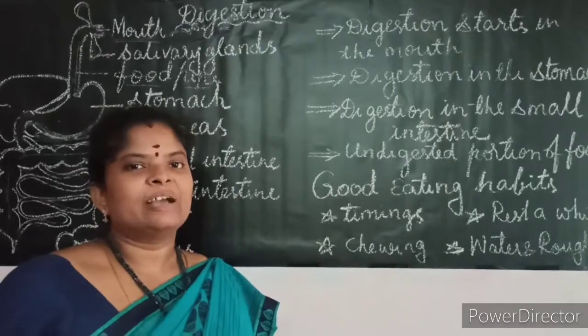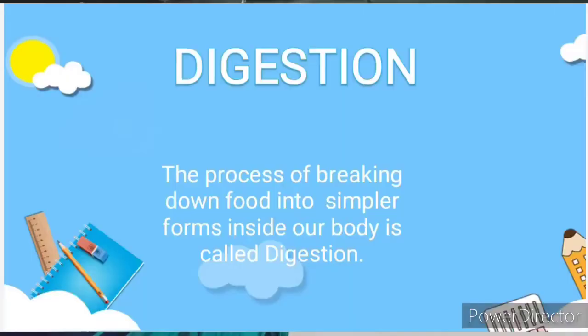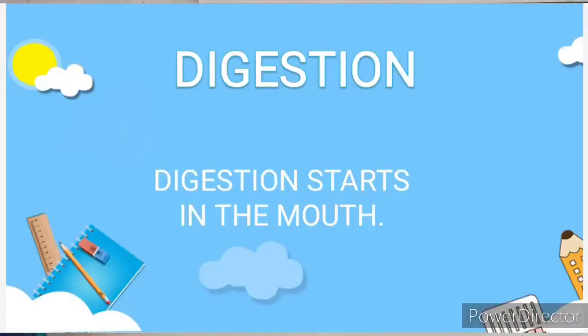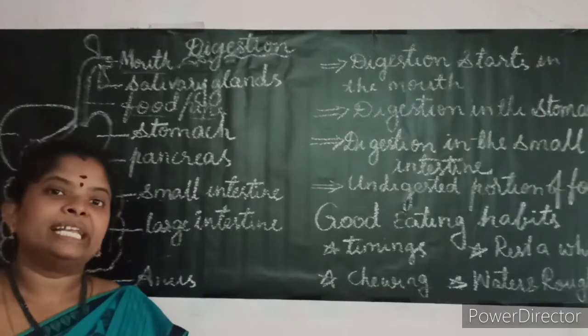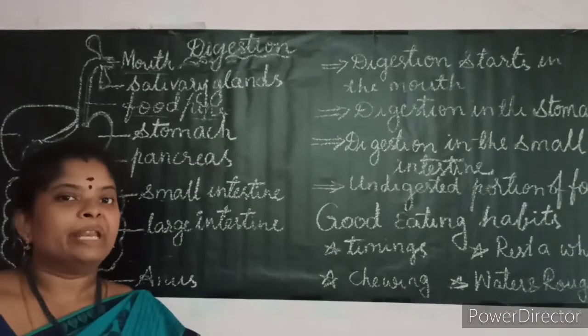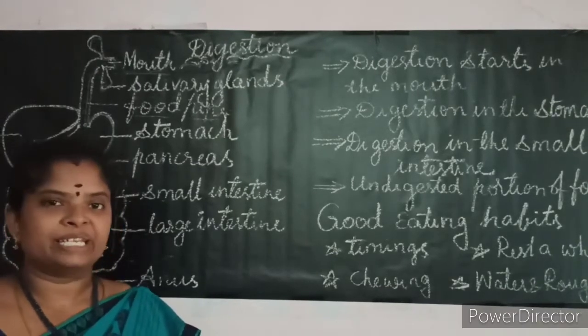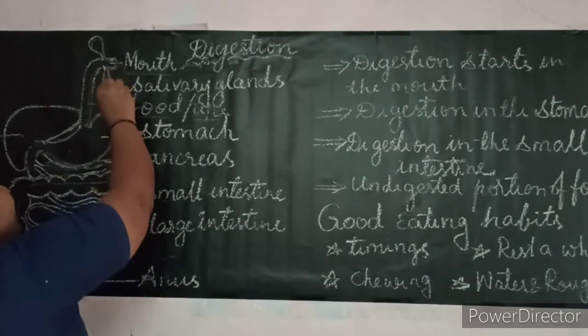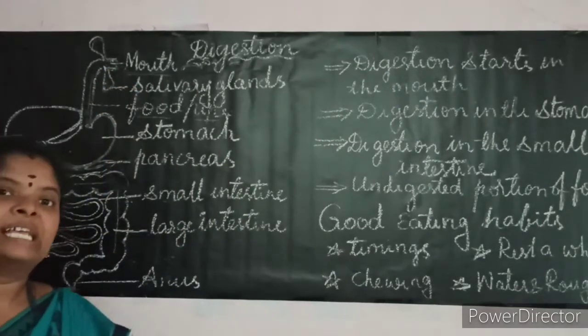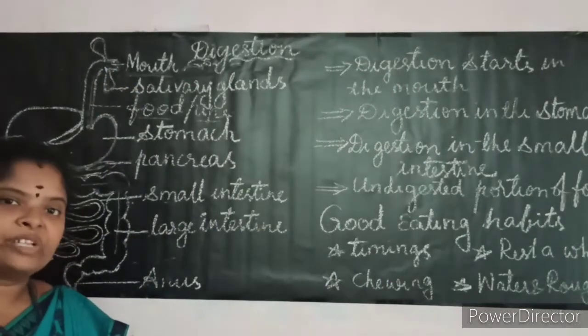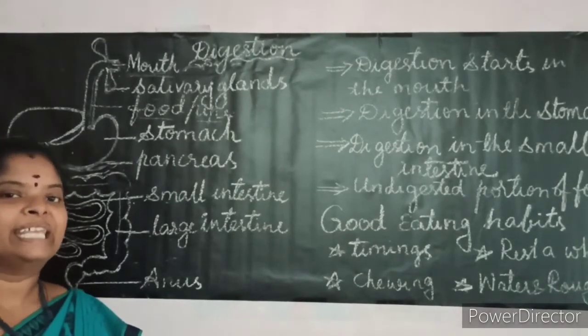Now let us see what digestion is. The process of making food into simpler form to be absorbed by our body is called digestion. Digestion starts in the mouth. Here in the mouth we have teeth. Teeth help us to break down the food into small pieces. Here the salivary glands produce saliva. It softens the food so that it is easy to swallow.